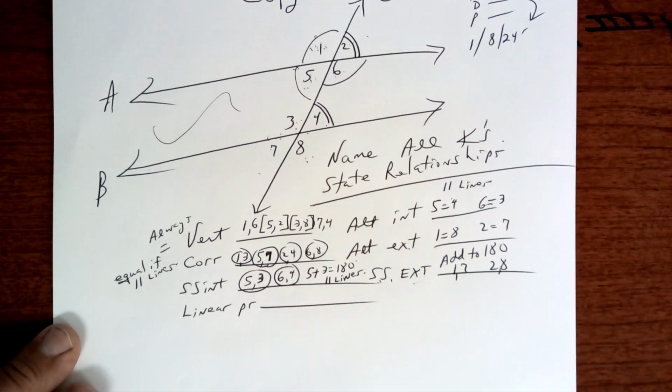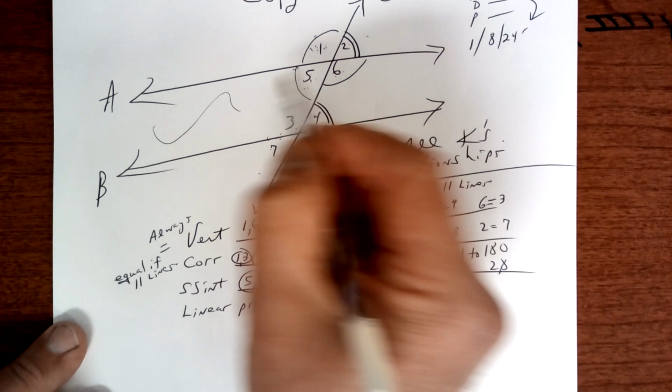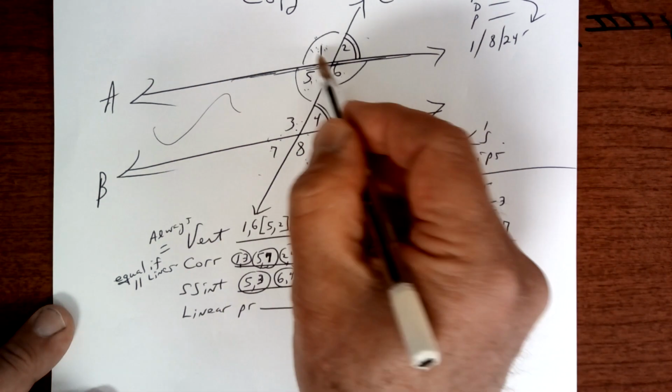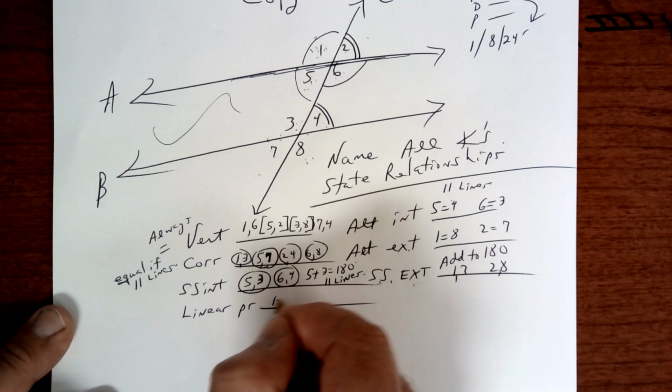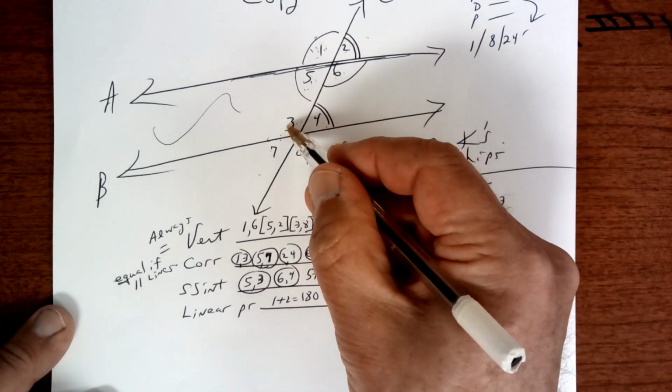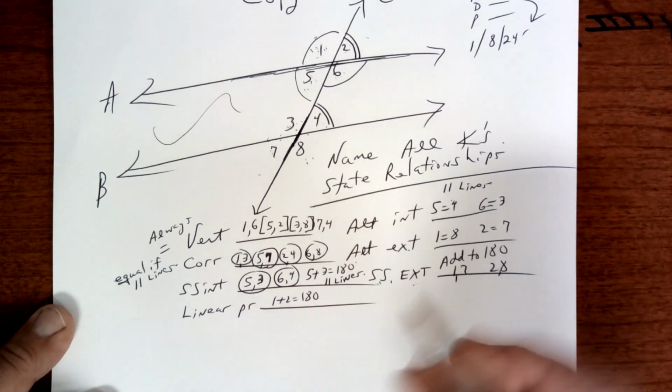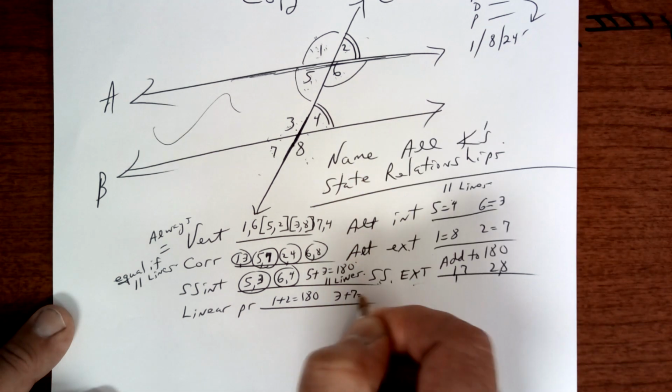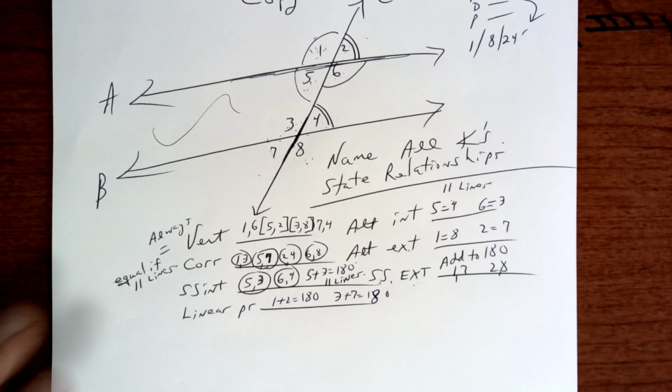And linear pair would be anything that forms a line. So this is a line, so it would be 1 and 2. So 1 plus 2 is equal to 180. Even 3 plus 7 is equal to that line. So 3 plus 7 is equal to 180. There's a lot of linear pairs, so I'm not going to write them all.